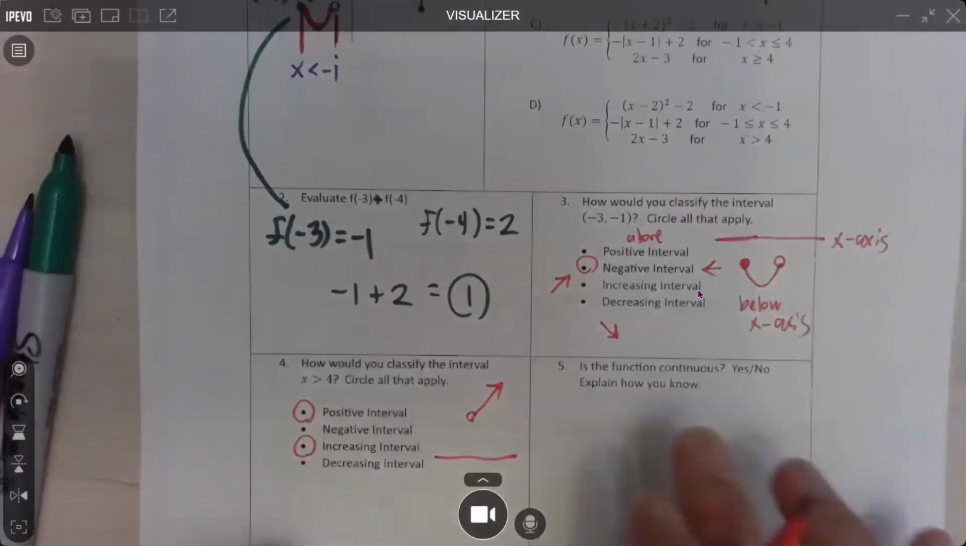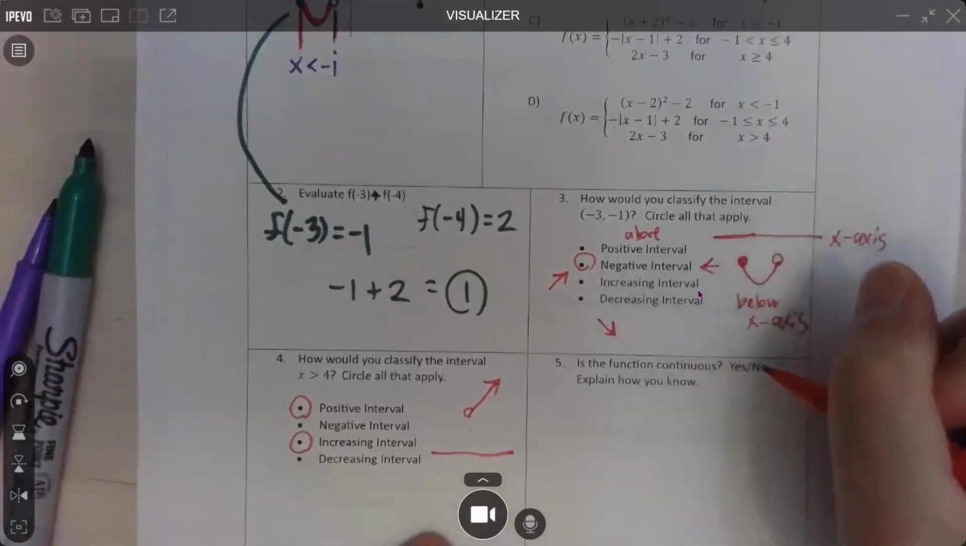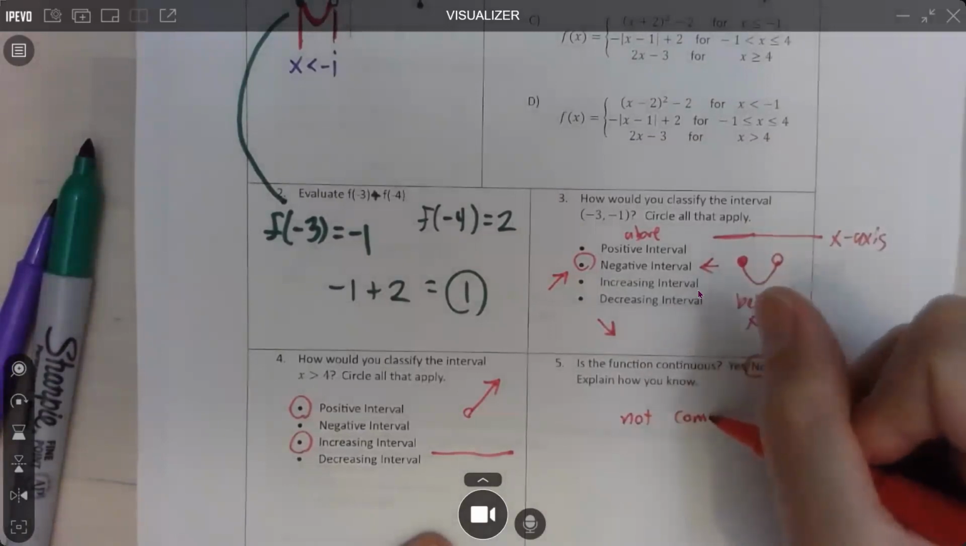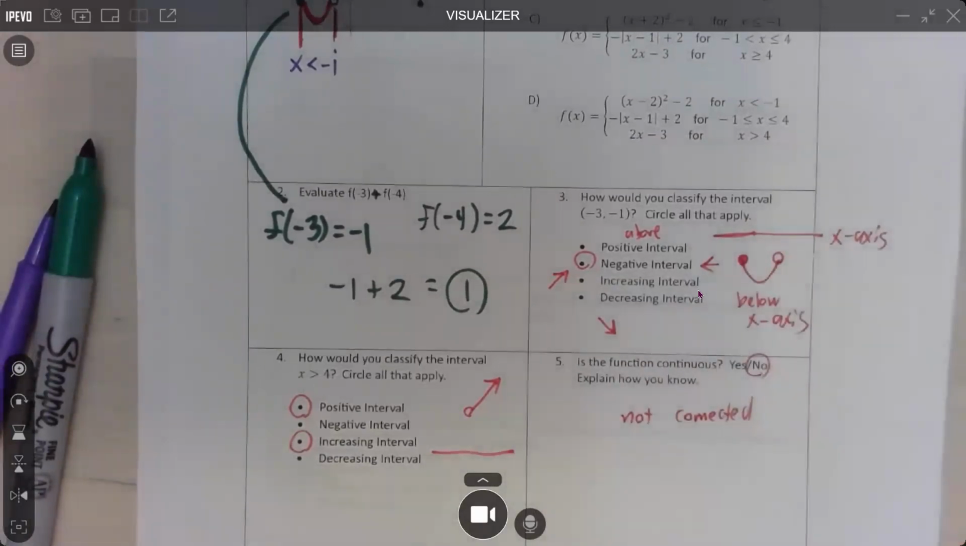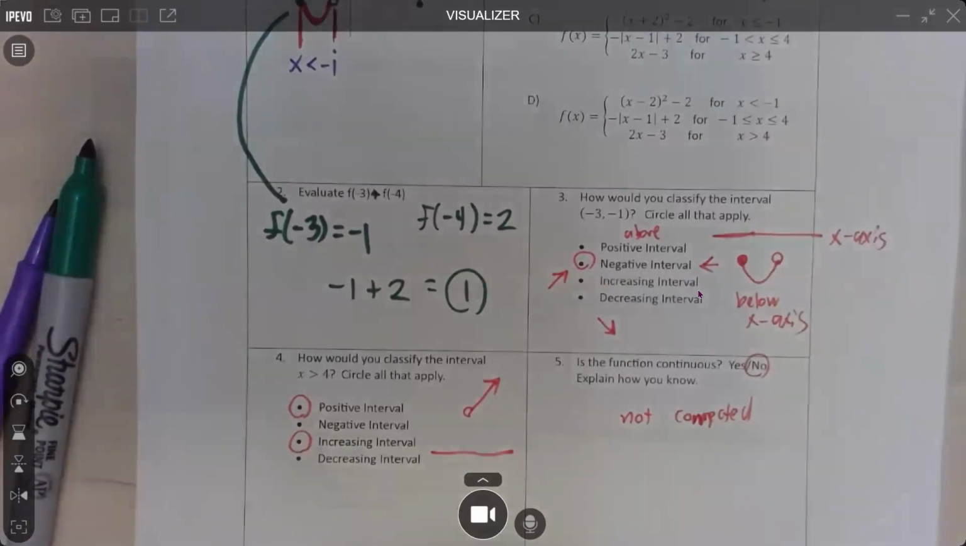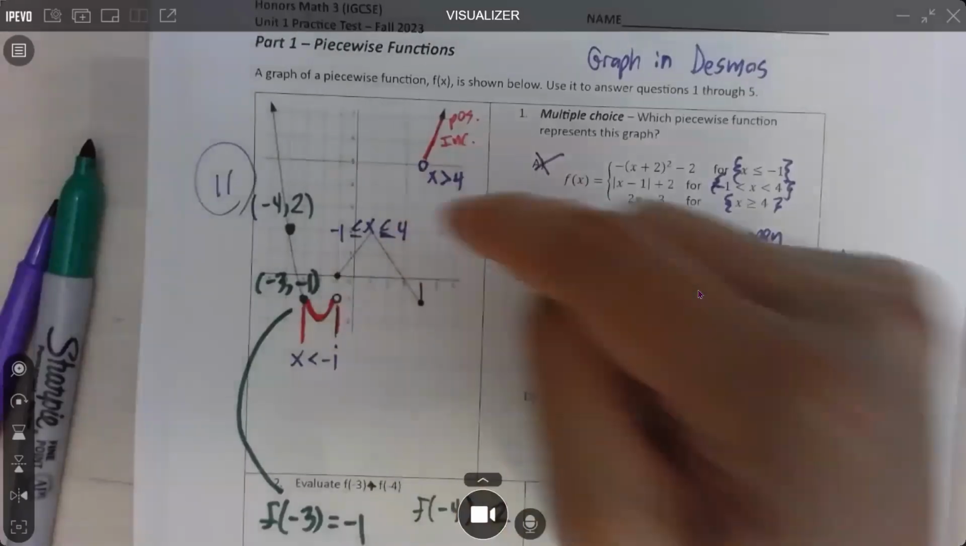And the last one, is the function continuous? Yes or no? Well, the answer to that is going to be no, because it's not connected. A continuous function, you'd be able to basically draw it without lifting your pencil up. And since that's not the case here, with those gaps going on in both of those places, it's not going to be continuous.